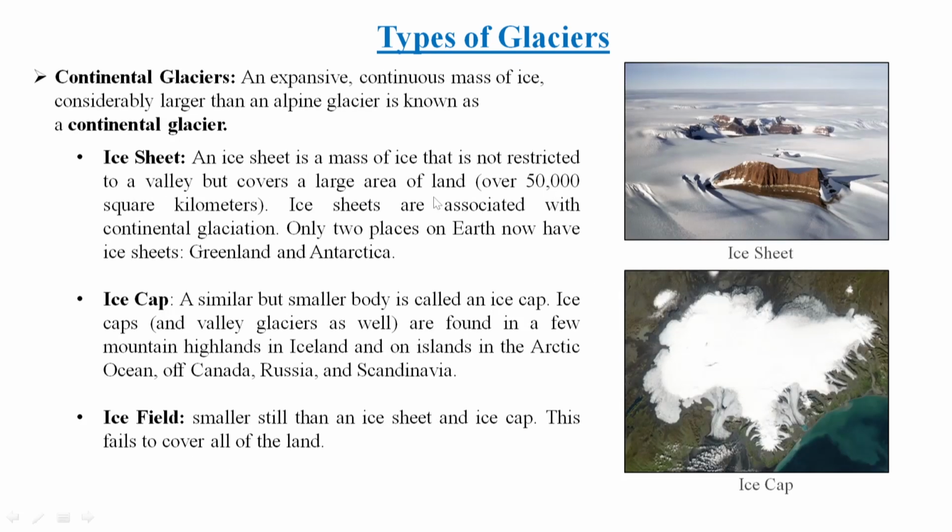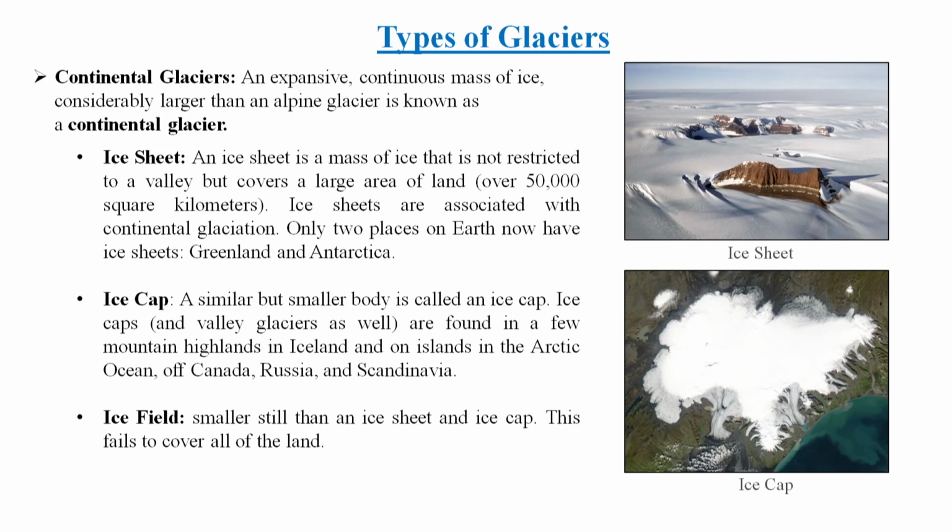Then you have strictly continental glaciers in flat regions. Not in the case of alpine glaciers, where there is always a factor or function of slope or gradient involved, but in the case of a normal continental glacier, it's an expansive continuous mass of ice considerably larger than any alpine glacier. It is known as a continental glacier, and that usually develops and moves on a flat surface, or you can say an almost horizontal surface. So there is not much variation in the gradient or slope of the valley floor. Again your continental glaciers can be grouped into three categories.